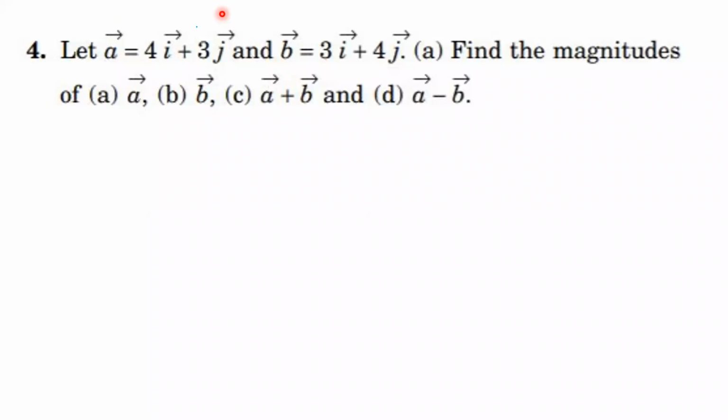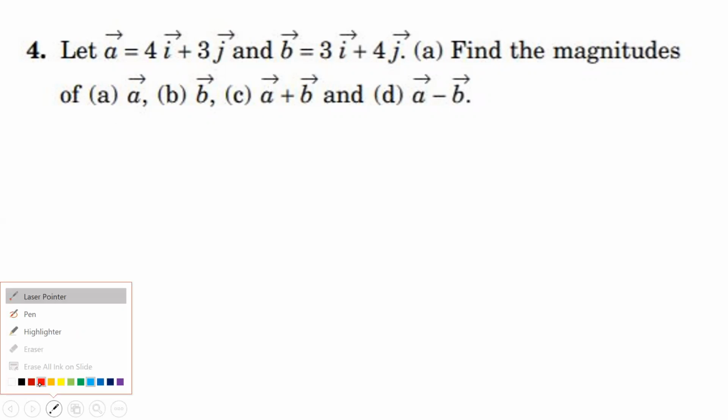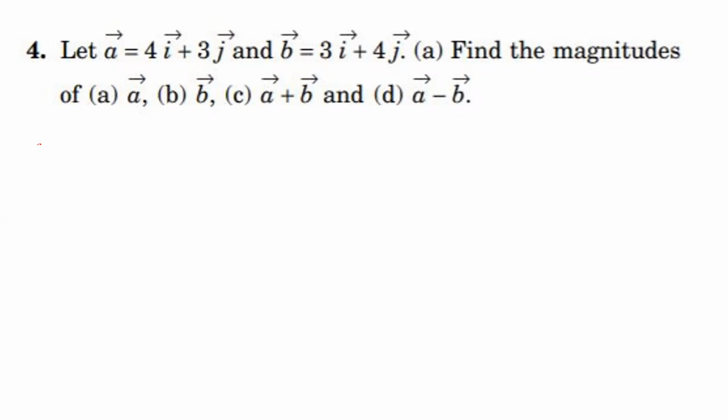Let a bar equal 4i plus 3j and b bar equal 3i plus 4j. Find the magnitudes of a bar, b bar, a plus b and a minus b. First let us calculate the magnitude of a bar. A bar is equal to 4i plus 3j. This i cap and j cap are perpendicular.